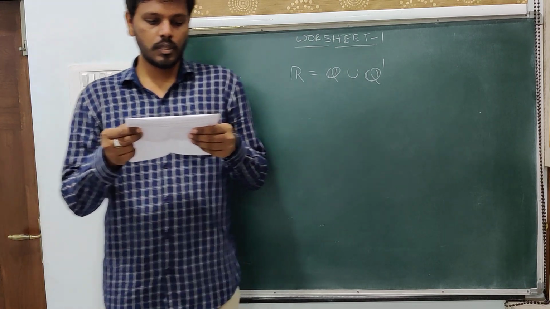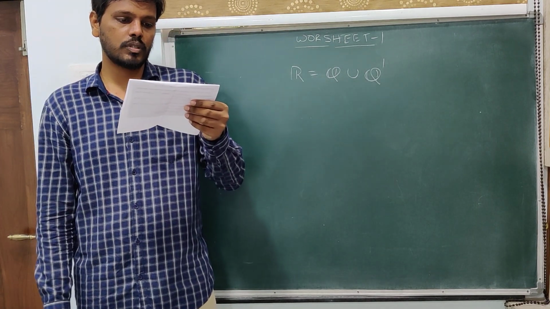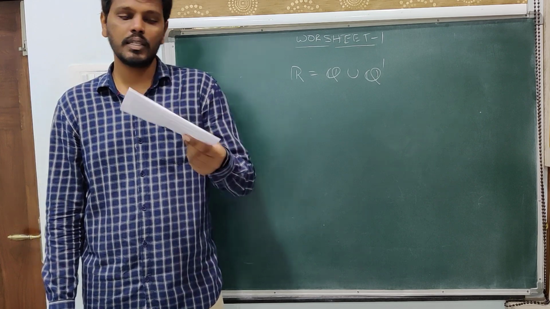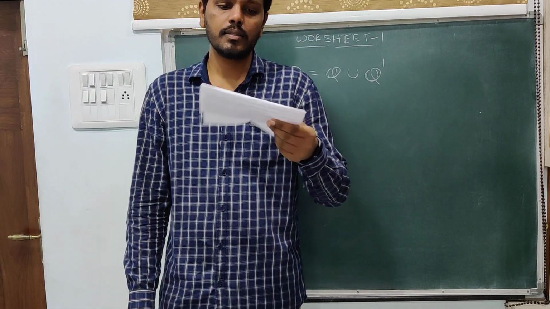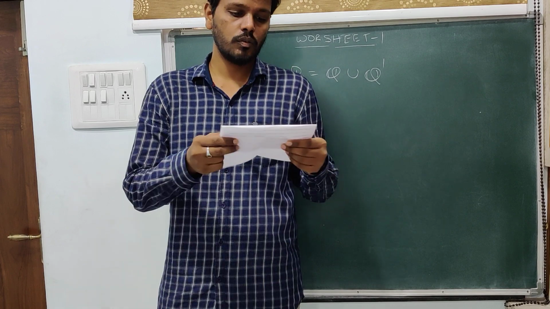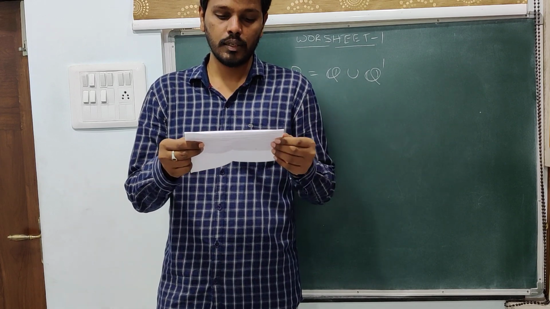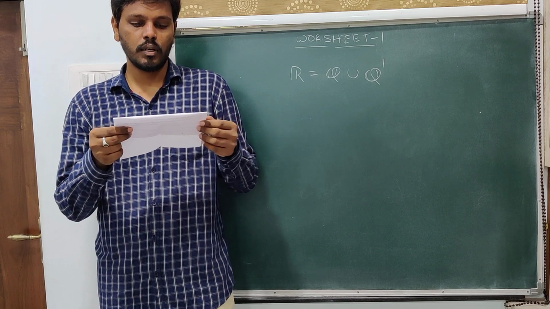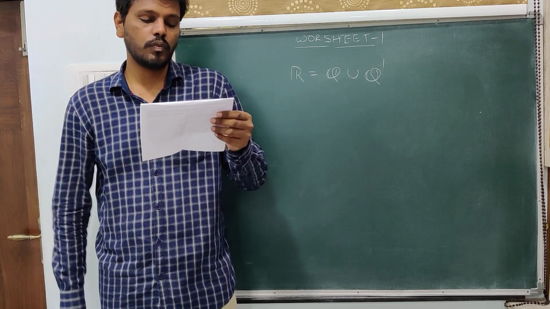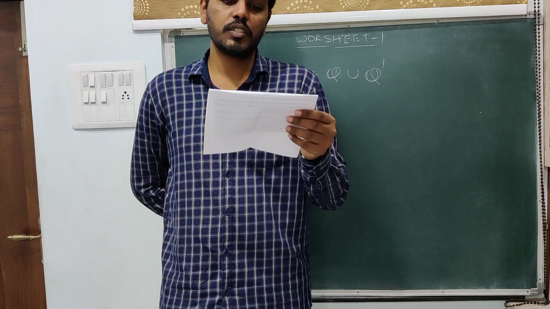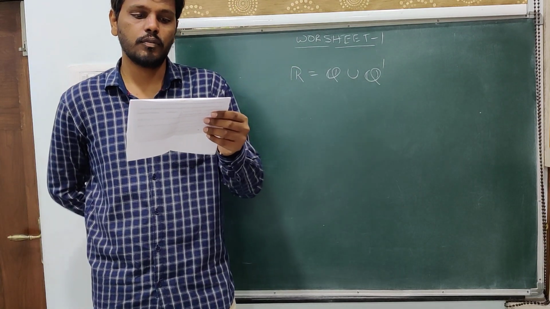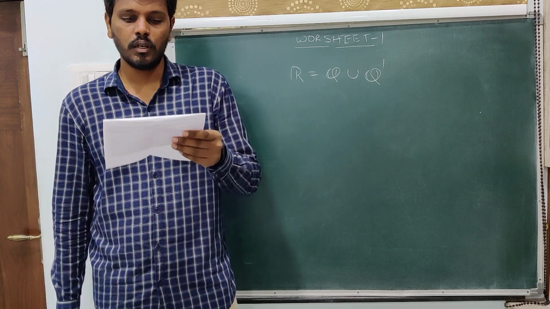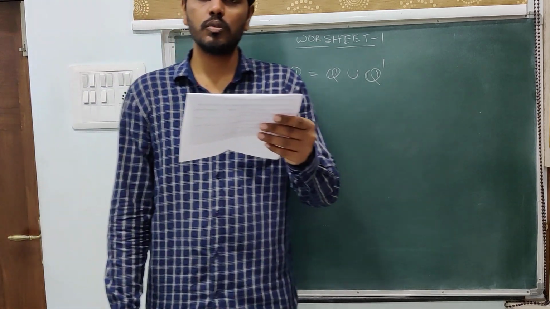Next. Establish the relationship between N, W, Z, Q, Q dash, R, where all these take the standard meaning. Standard meaning in the sense we have already discussed these notations for different collections of numbers. N is for the natural number set, W is for whole numbers, likewise Z for integers, Q for rational numbers, Q dash for irrational numbers, R for real numbers. Now we have to establish a relationship between all these collections of numbers using a Venn diagram.